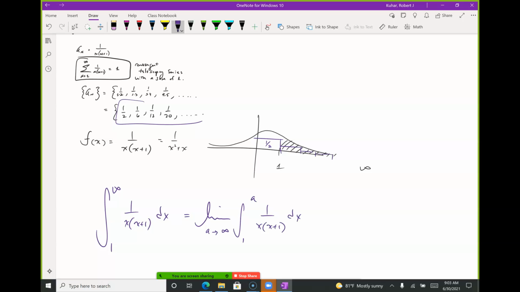Can someone remind me of the partial fraction decomposition we got? I'm pretty sure it's 1 over x minus 1 over x plus 1. Yep. So we save a little time today in that we don't have to do the partial fractions again. We did it yesterday, right? So this is 1 over x minus 1 over x plus 1.